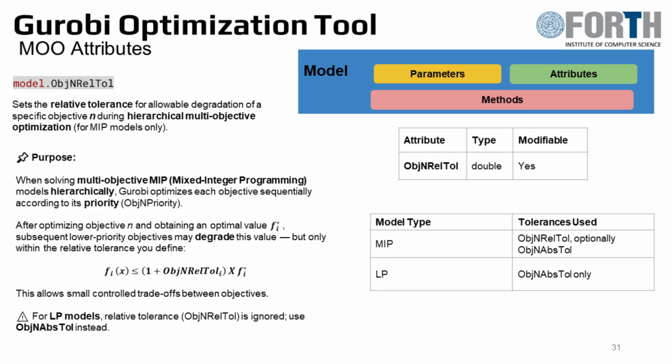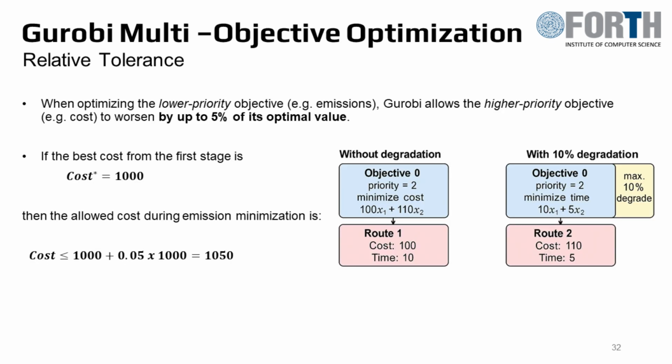For linear models, only the absolute tolerance applies. Overall, obj-n-reltol introduces flexibility without losing hierarchical structure. It transforms strict priority into controlled priority. When we use hierarchical multi-objective optimization, objectives are solved one after the other according to priority. First, the higher priority objective is optimized. Then, lower priority objectives are optimized, but without completely destroying the quality of the higher priority one.